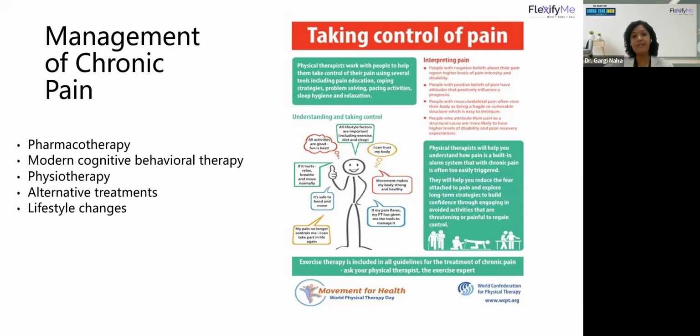So physical therapists basically work with you to help you understand your own pain and take control of it by educating you more, by making you understand how you can cope with your pain and how you can solve your problems for the pain. Pacing up your activities slowly and gradually. Sleep, how can you sleep better, and relaxation.